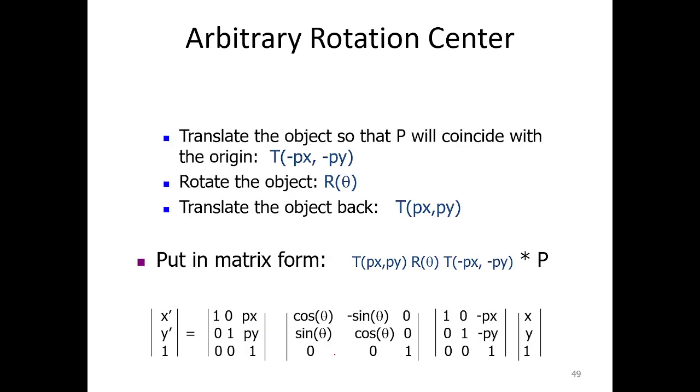So, for arbitrary rotation center: translate the object so that P coincides with the origin, T of minus px comma minus py. Rotate the object by R of theta. Translate the object back by T of px comma py. Put in matrix form, that equals T of px comma py, R of theta, T of minus px comma minus py, into P. So [x' y' 1] equals [1 0 px; 0 1 py; 0 0 1] of [cos theta, minus sin theta, 0; sin theta, cos theta, 0; 0 0 1] into [1 0 minus px; 0 1 minus py; 0 0 1], then [x y 1].